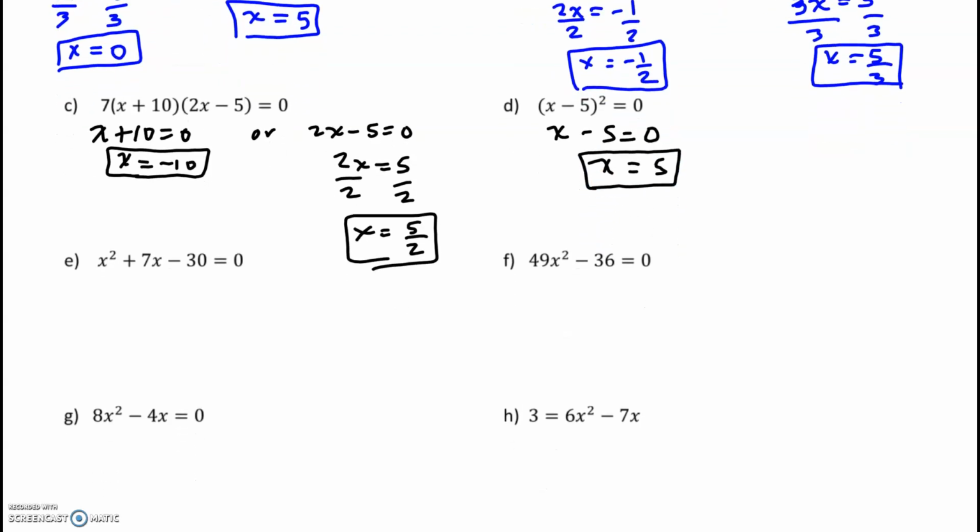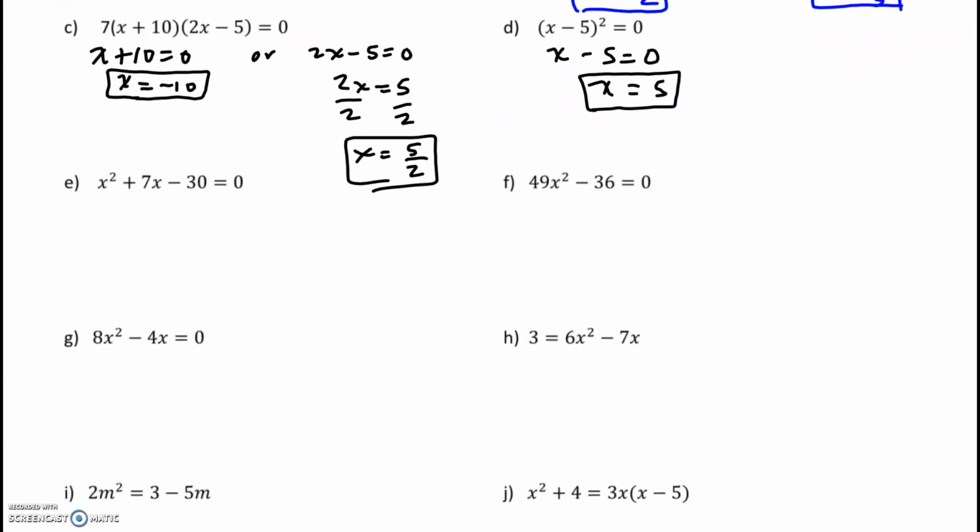Okay, on to E. Step 1, make sure the quadratic is equal to 0. Done. Step 2, factor. Not done. All right, so this is the first time we're having to do step 2. So we have to remember what we did in our factoring unit. And so I'm going to use my chart method. I'll do it in green right here on the side.